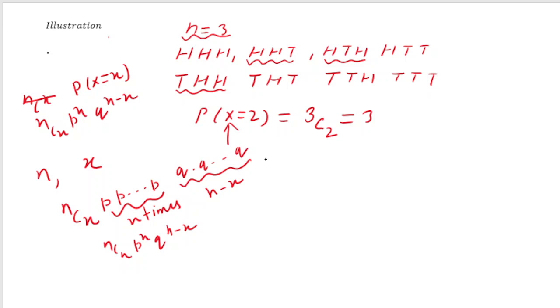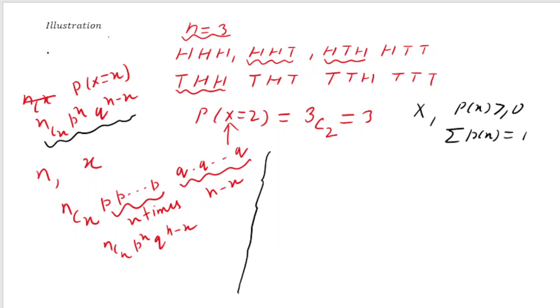In my previous videos, when I was discussing discrete random variables, I told you that a discrete random variable X will have two properties: probability will always be greater than or equal to 0, and the sum of probability will always be equal to 1. So here also, this gives a positive value, so there is no doubt in that.